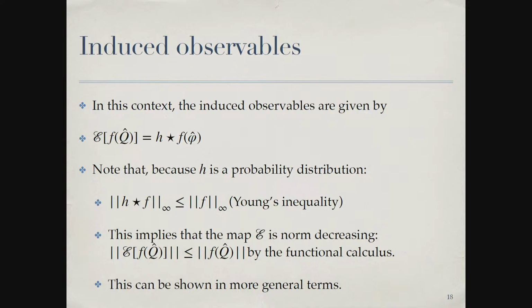And something that will be important later is that because H is a probability distribution, because it is the Fourier transform of a characteristic function, then we can use Young's inequality. There's some set of inequalities about L^p spaces and convolutions to see that this actually decreases the infinity norm of f, the supremum norm. And if you check the functional calculus, what that means is that this map is norm decreasing. This can be shown in more general terms, but if you know this couple of pieces, I thought it was nice to see it just from here.